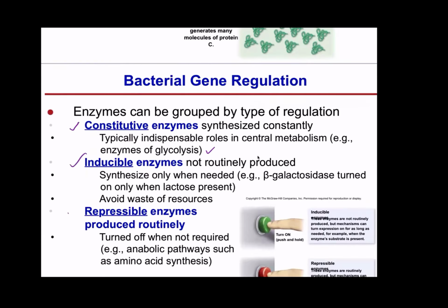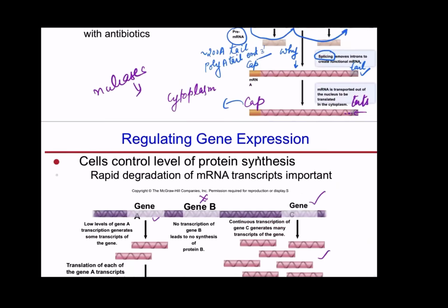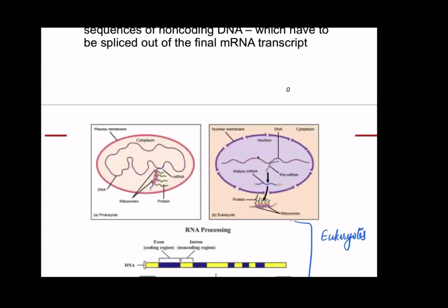Inducible enzymes, and this is the last part of this chapter that we need to focus on a little bit more in detail. Inducible enzymes are not routinely produced, meaning they are off initially, and you need to switch them on. On the other hand, repressible enzymes are in on mode, and you have to switch them off. If you can understand that, I think that analogy will go a long way to understand these two types of operons. But before that, there was something in here.